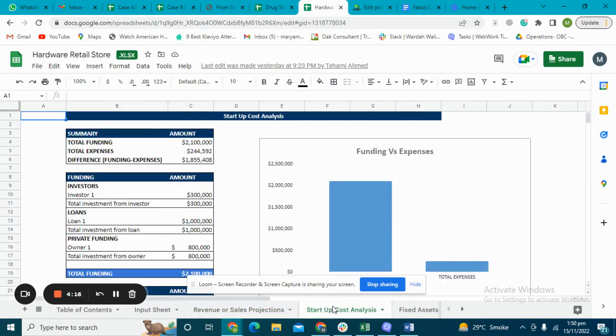Then we have the startup cost analysis, which is a breakdown of the total funding and the total expenses that make up the first year of operations. And it is an attempt to see whether the funds do cover the first year expenses that are incurred.